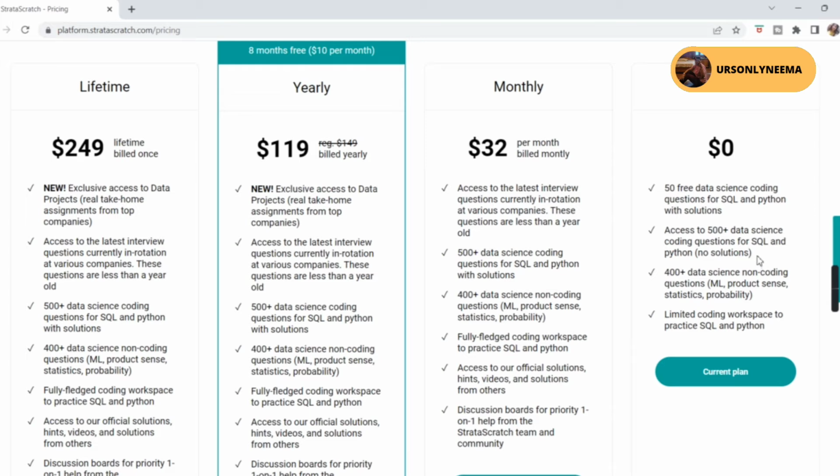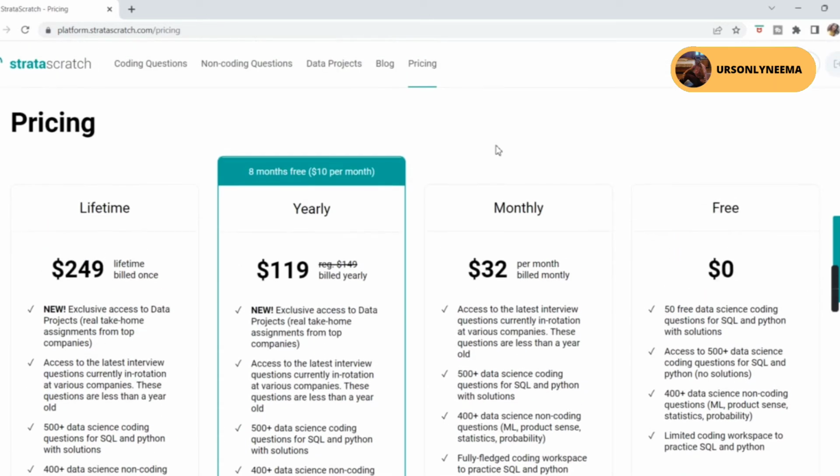What I tend to suggest you guys is, even if you see 500 plus data science questions for SQL and Python with no solution, what I basically learn from it is, I see the solution discussion. In the solution discussion, people are writing their solution, describing what is wrong with the other users' solution. So that is also another way that you can get the solution, right? So you don't have to pay for any of these pricing services, but at the same time learn from the free version. So that's my suggestion here.